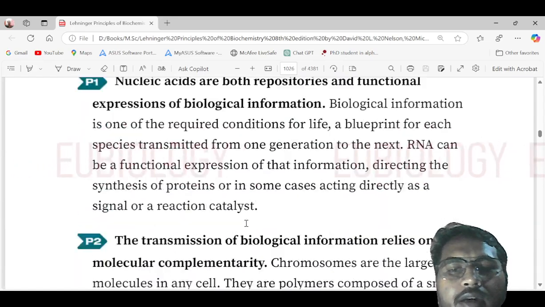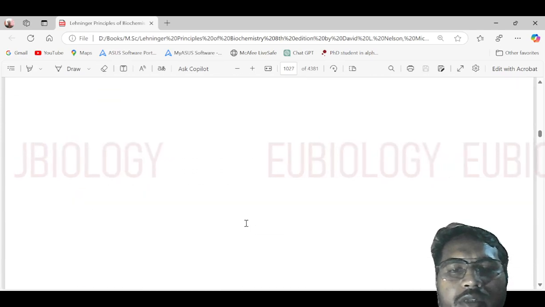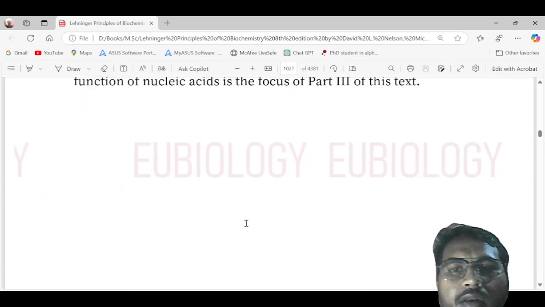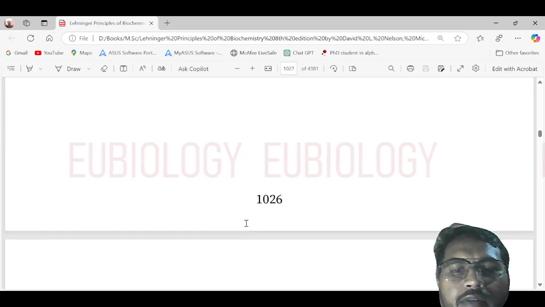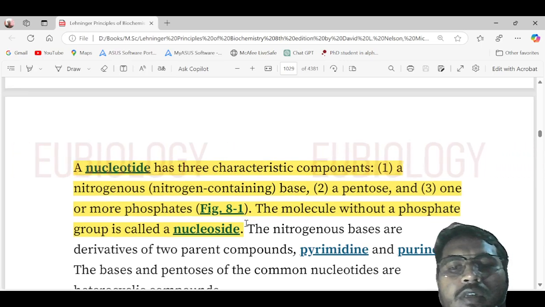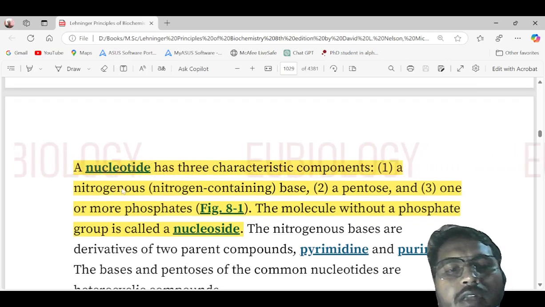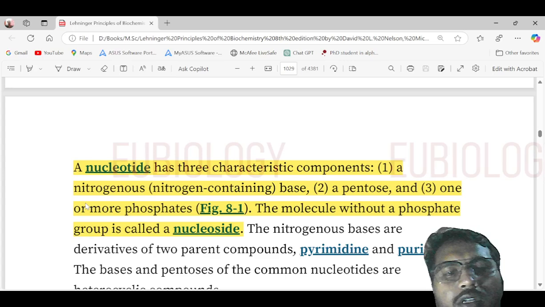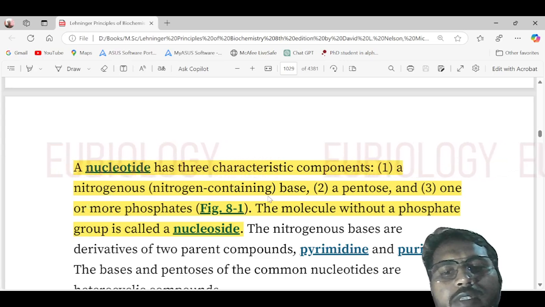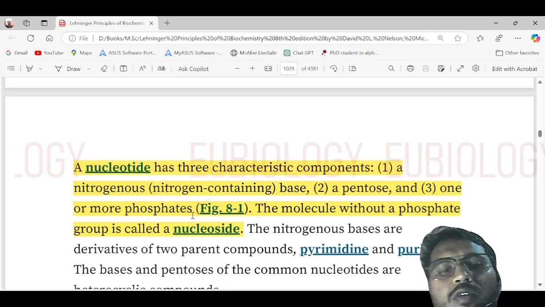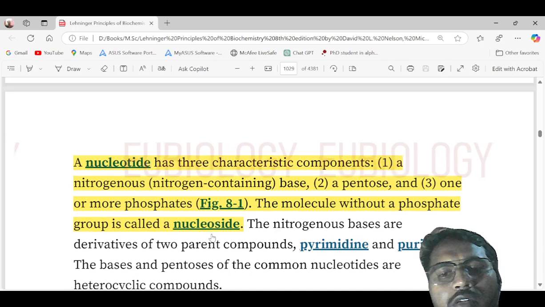So the major difference between DNA and RNA you know, but let's begin with the structure. What makes it different? So what does a nucleotide consist of? Nitrogenous base, pentose and phosphate. If you take phosphate, nitrogenous base and pentose, then it will be called a nucleotide. If you remove this phosphate from the nucleotide, then it will be called a nucleoside.